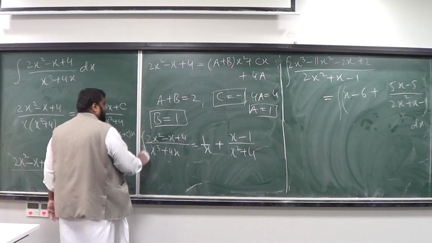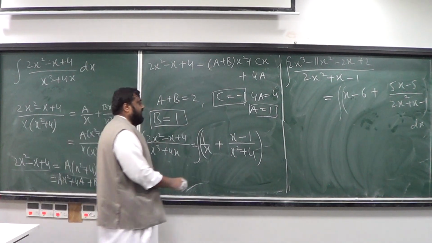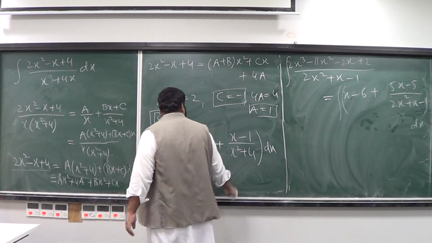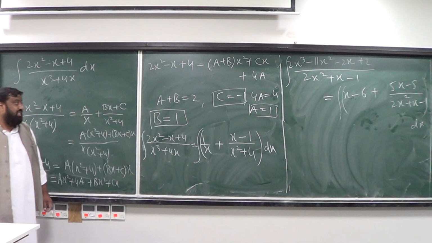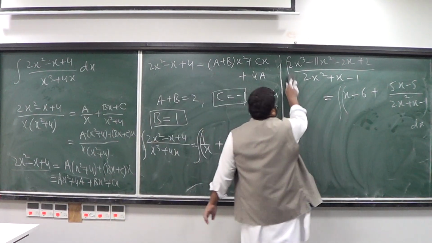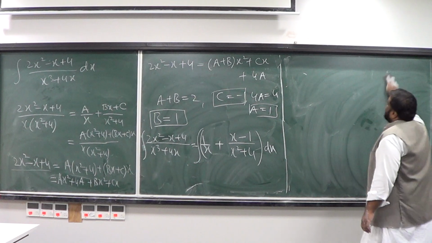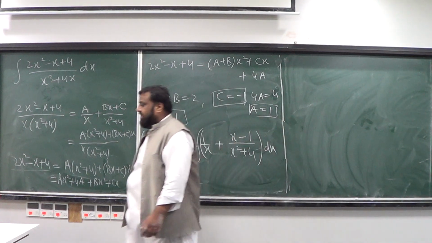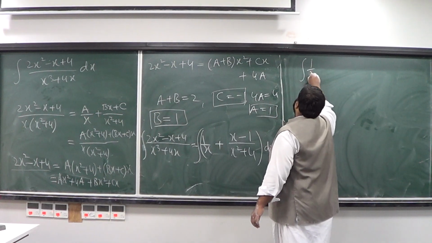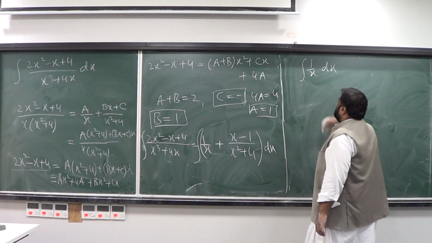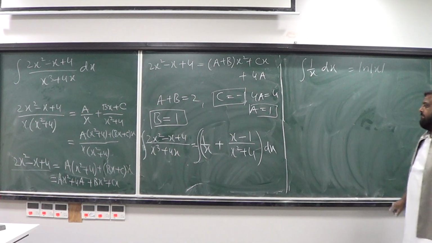And now integrate both sides with respect to dx. So what you can do next is calculate these two integrals separately. When you calculate the two integrals separately, what will the first integral become? 1 over x dx. I know that it's log of absolute value of x.